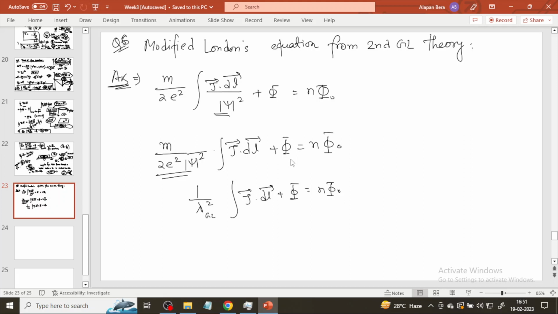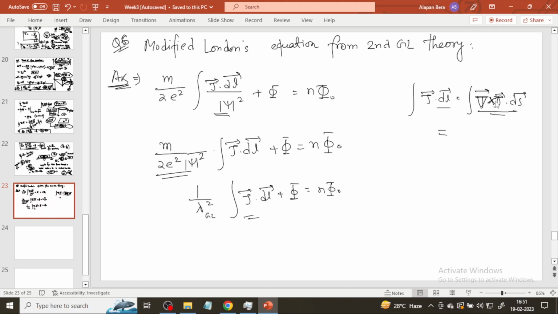We know that this term, this J dot dl, can also be written as curl of J dot dS using Stokes' law. So using Stokes' theorem, we can write this term as this.